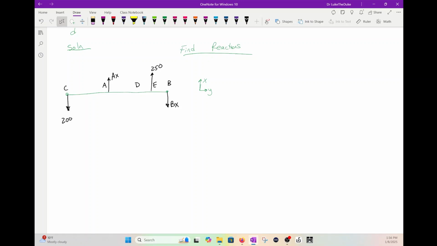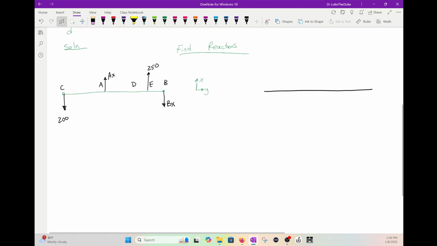Okay. I'll do the other side here. I'll do it like this. This is the ZY plane. Okay. We also have C, A, D, E, and B. And then in here, we have 50 going down, and then we have BZ here.